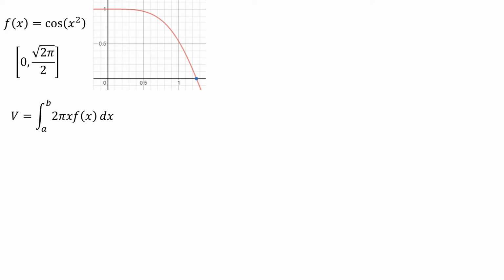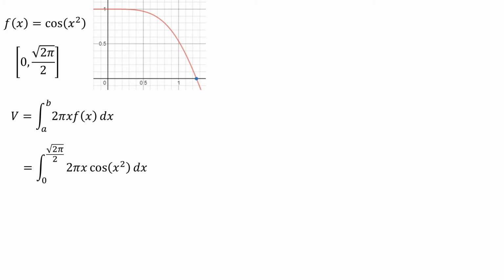So it'll be the integral from a to b, 2 pi times x times the function of x times dx. Well, we're going to start at 0 on the left end. We'll integrate to the right end at root 2 pi over 2. The 2 pi I keep. The x I keep. The function of x, well, that's easy. That's cosine of x squared. And then there's the dx.